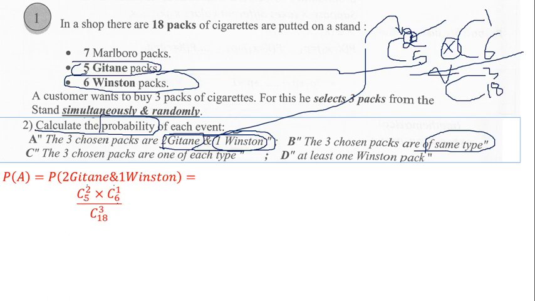5 is the total number of G10s available. And 6 is the total number of Winston available.